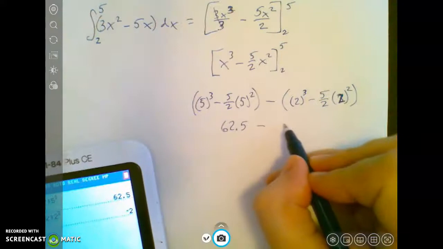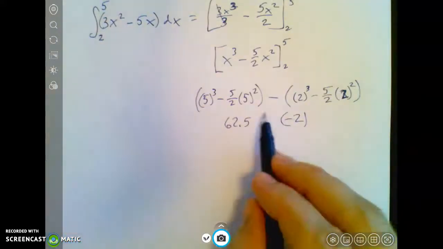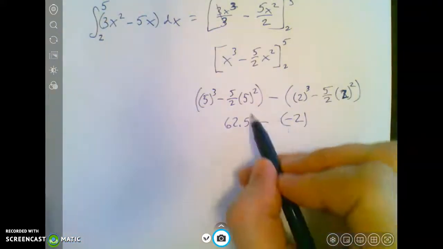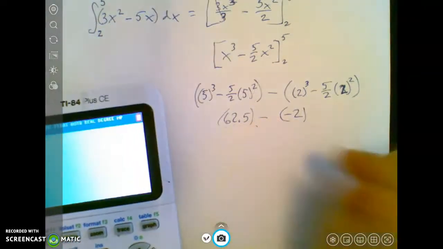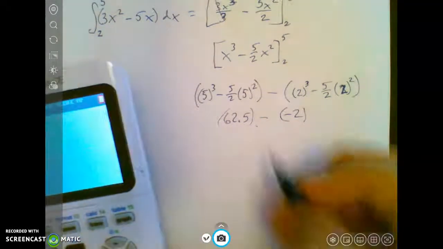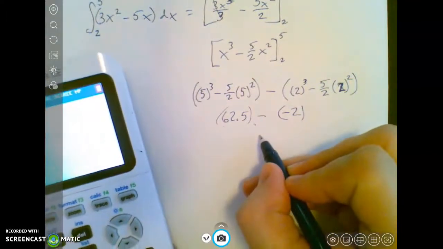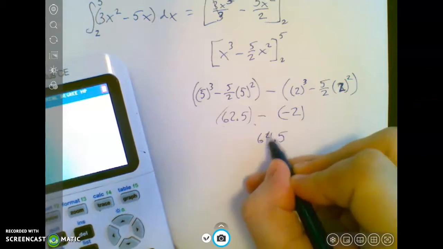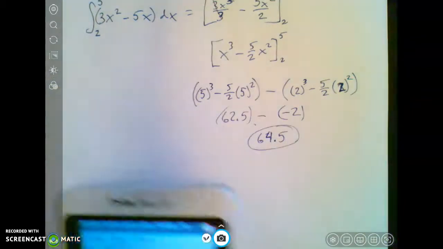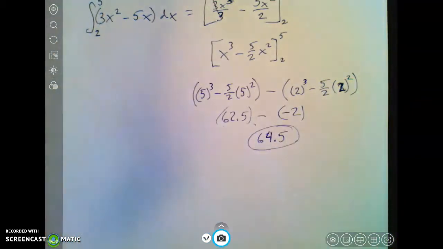Okay, so that's a -2. And this is why I write these out, because you could get this wrong otherwise. 62.5 minus -2 is the same as 62.5 plus 2. 64.5.